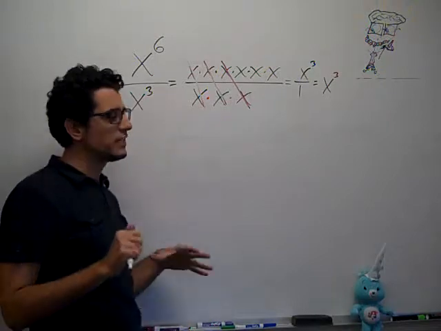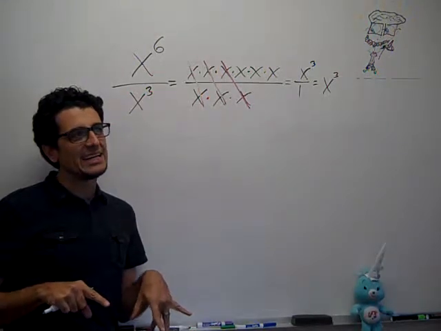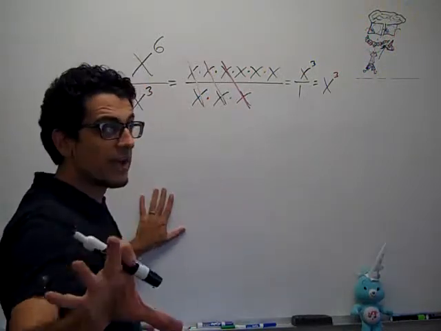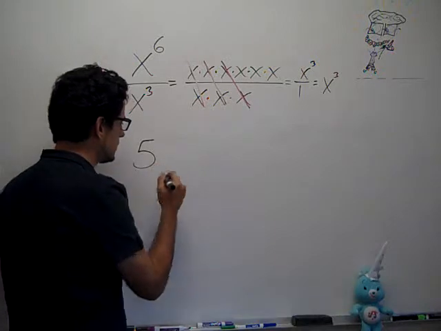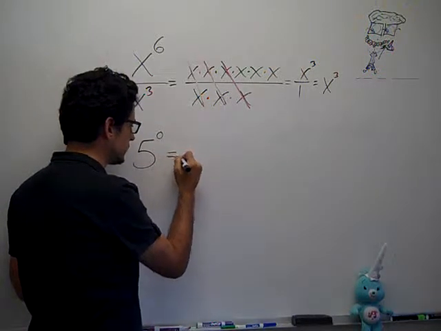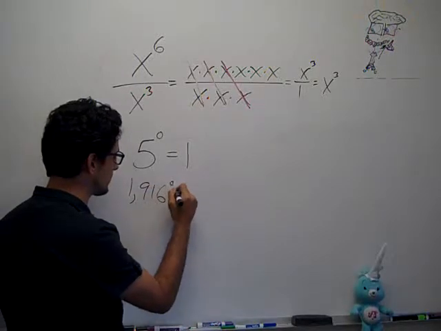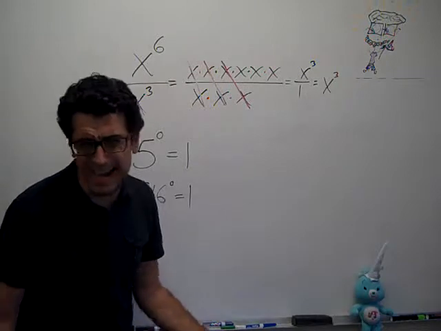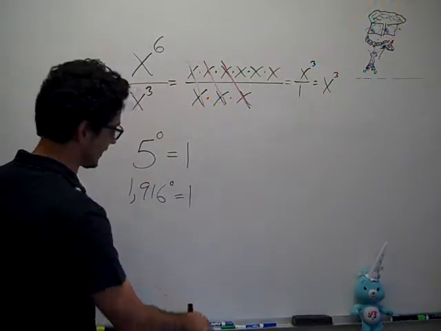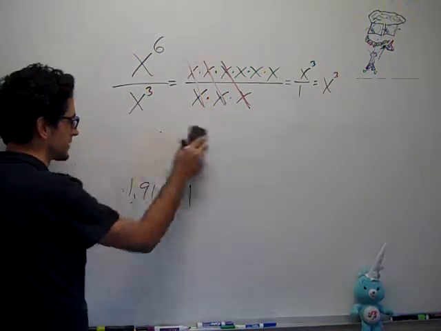Now, I don't know if your teacher has ever talked to you about the idea that a base, like 5 to the 0 power, is equal to 1. Or 1,916 to the 0 power, that's equal to 1. And you might be like, why? And your teacher just says, because. But no, that's not the real answer to it. So check this out. I'll explain why this is, and I'm going to do it with variables in a sec.